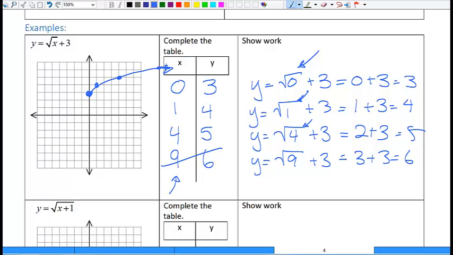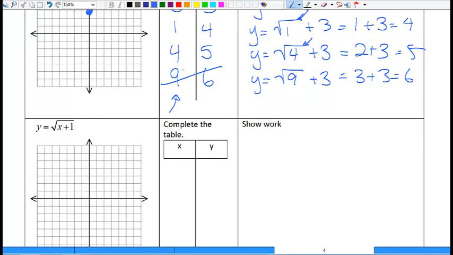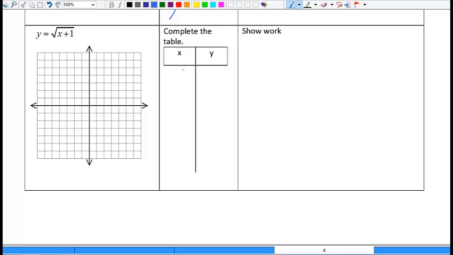And there is my square root equation. It looks like a parabola laying on its side with its arm cut off. Alright, next one. This one's also a bit tricky because I want values that when I plug into x, I am getting a perfect square.